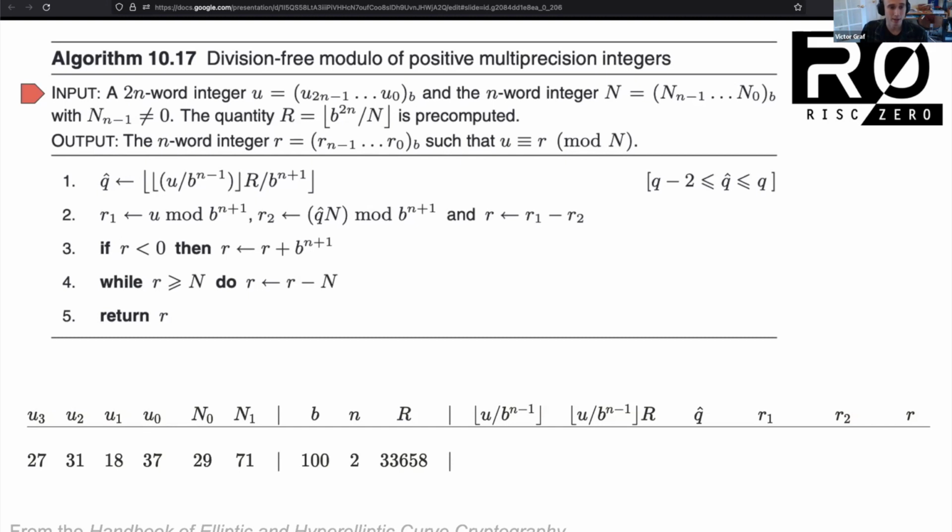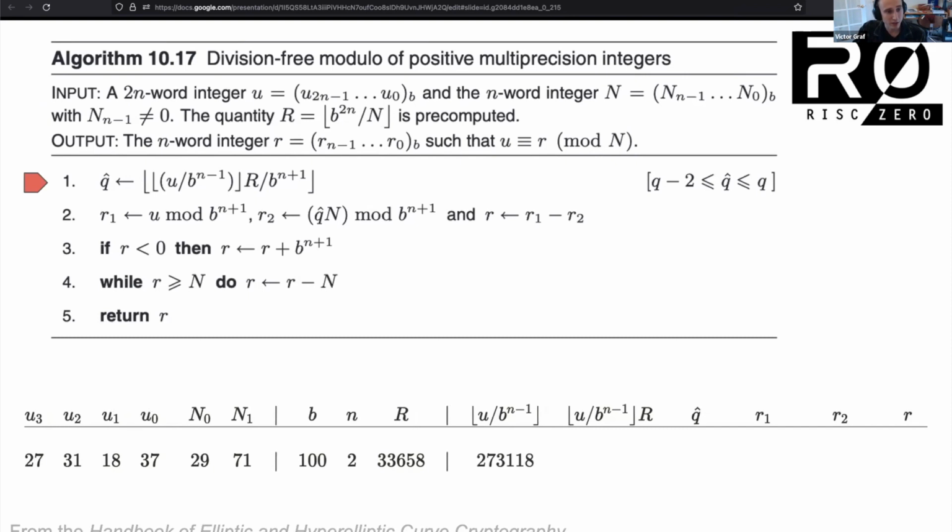So now we have the input, and we do this first step here, which is the approximate quotient. Just breaking down this approximate quotient, we start with taking u divided by b to the -1, which very simply is just chopping off the last word. So you can see this 27, 31, 18 is equivalent to our 27, 31, 18, 37 minus the last word. We just chop. The reason we do that is this is the more optimal way to do it. It turns out that the last word doesn't matter, so we just get rid of it right away.